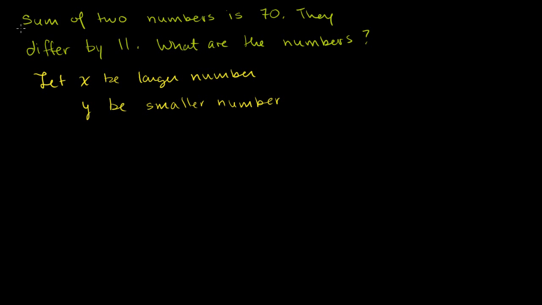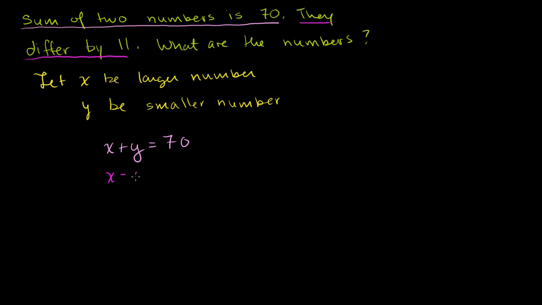Now, this first statement, the sum of the two numbers is 70. That tells us that x plus y must be equal to 70. That second statement, that they differ by 11, means the larger number minus the smaller number must be 11. That tells us that x minus y must be equal to 11. So we have two equations and two unknowns. We have a system of two equations. We can now solve it using the substitution method.